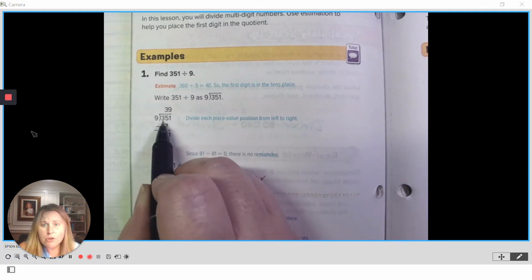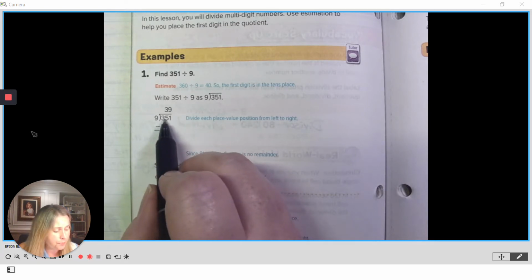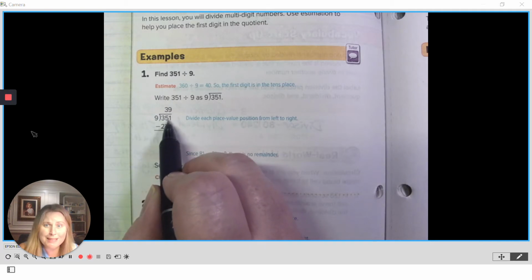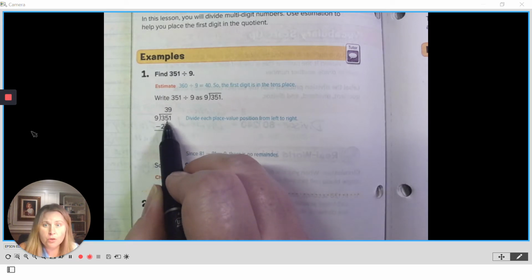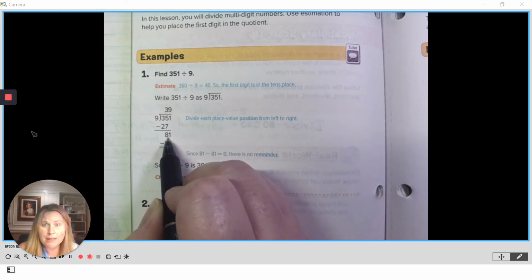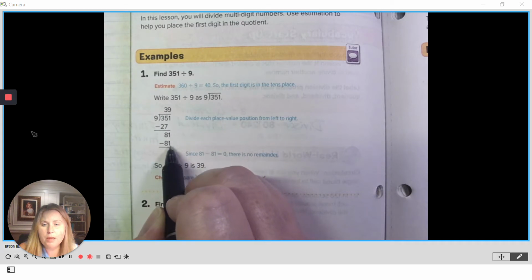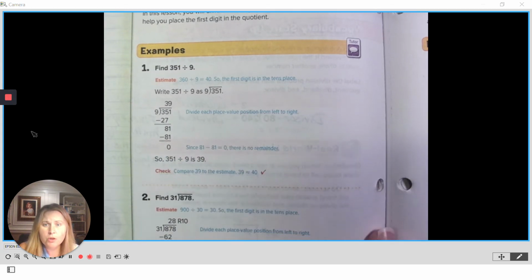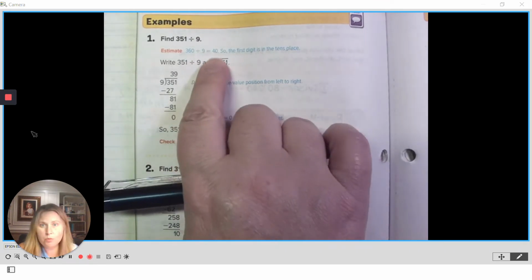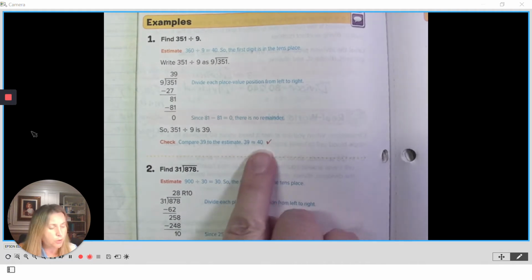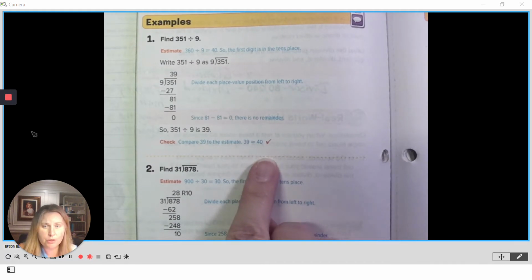So in the exact answer, we have 351 divided by 9. 9 times 4 would be too big because that would give us 36, so we can do 9 times 3. 3 times 9 gives us 27. 35 minus 27 is 8. Then we bring down the 1, and 9 goes into 81 9 times. 9 times 9 is 81, and subtracting, we get 0. So 351 divided by 9 is 39. Our original estimate was 40, so that's extremely close. Our answer is a reasonable answer.